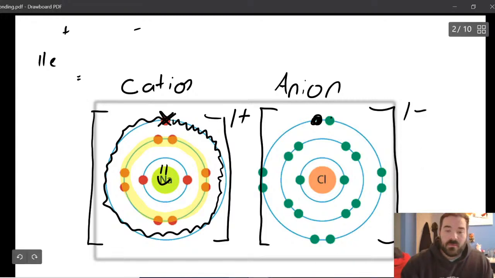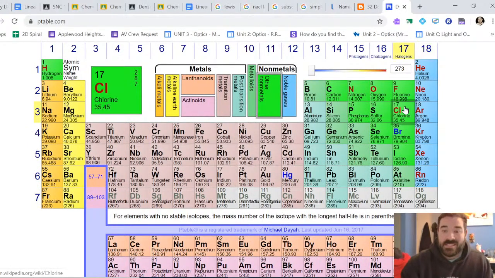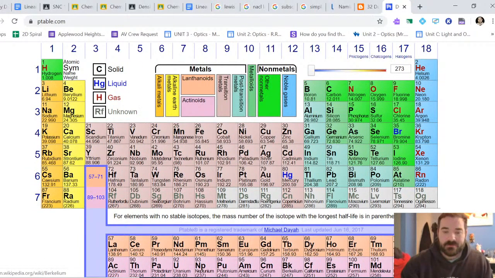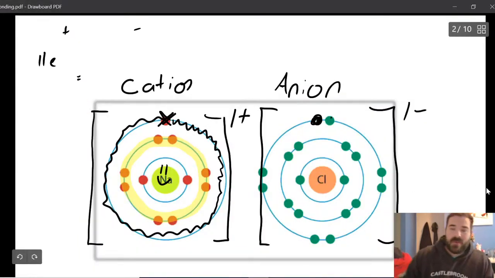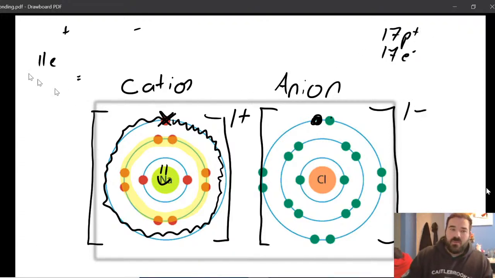And chlorine being the 17th atom on the periodic table, we would normally have 17 protons and 17 electrons, but because we've gained an electron, we now actually have 18. So it has a net charge of -1.